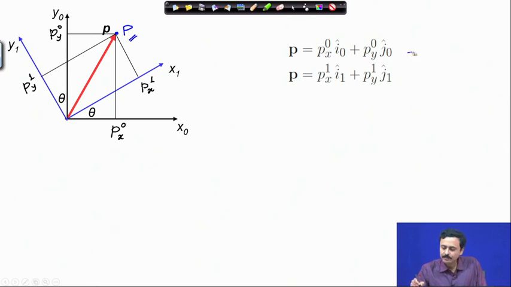In the ground fixed frame, the representation of the vector P is Px0 i0 cap plus Py0 j0 cap, where i0 cap and j0 cap are unit vectors along x0 and y0. Similarly, in frame 1, the representation of the same vector P is Px1 i1 cap plus Py1 j1 cap. Remember, this is the same vector P being represented in two different frames, nothing else. We would like to find out the relation between Px0, Py0 and Px1, Py1. This is our objective.